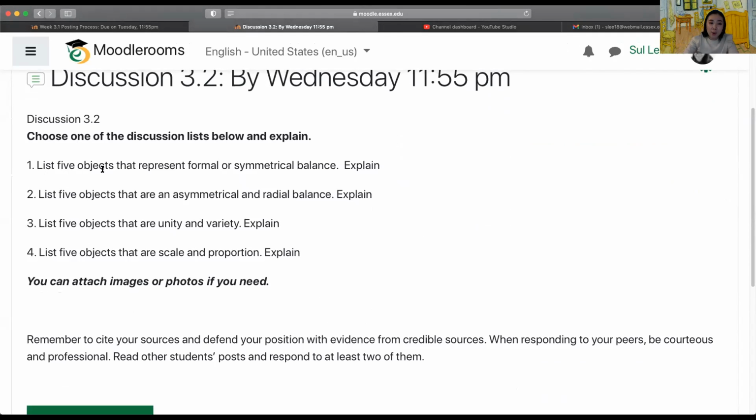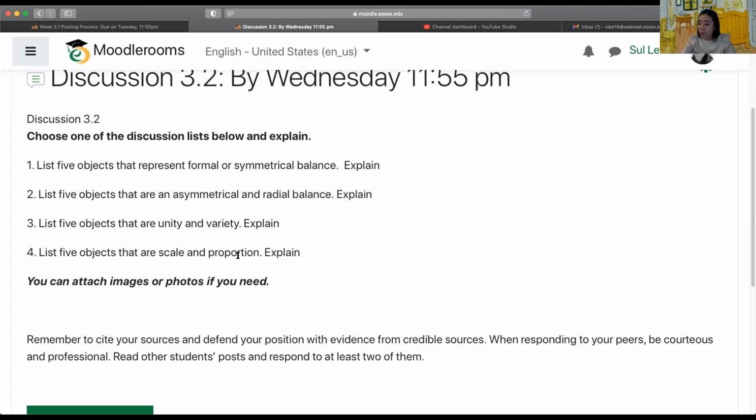Number 1, list 5 objects that represent formal or symmetrical balance. Or you can choose this, number 2, list 5 objects that are asymmetrical and radial balance. And number 3, list 5 objects that are unity and variety. And number 4, list 5 objects that are scale and proportion.